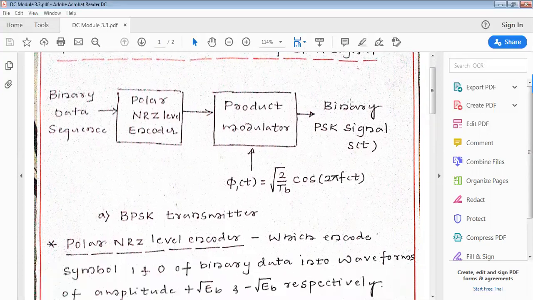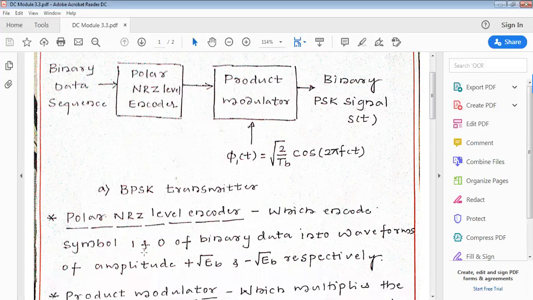For that, here we have a block diagram, that is the BPSK transmitter, and a binary data sequence is given to the first block, that is the polar NRZ level encoder, which encodes the symbols ones and zeros of the binary data sequence into a rectangular pulse waveform of amplitude plus square root of EB and minus square root of EB respectively. So square root of EB corresponds to binary data 1, and minus square root of EB corresponds to binary data 0.